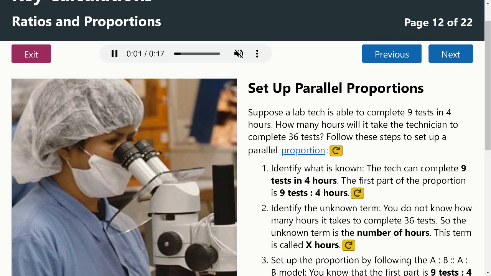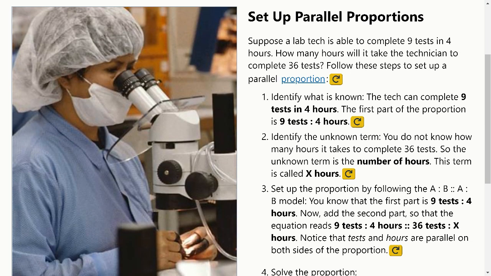Set up parallel. Alright, so suppose a lab tech is able to complete 9 tests in 4 hours. How many hours will it take the technician to complete 36 tests? Follow these steps to set up a parallel proportion. So we're going to identify what is known. That's our first step. We know that the tech can complete 9 tests in 4 hours. So the first part of the proportion is 9 tests to 4 hours.